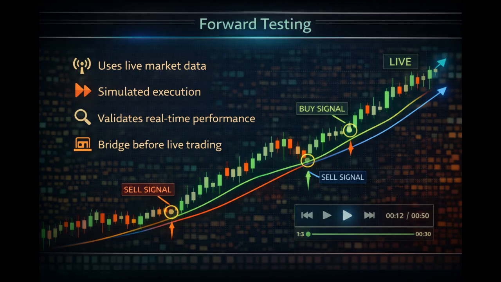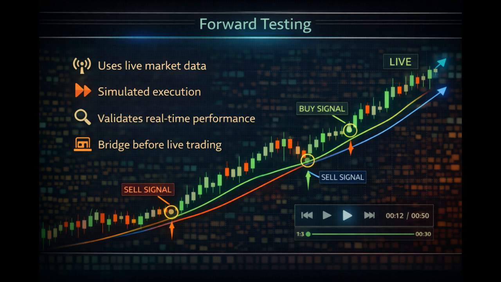How forward testing works. Forward testing involves running a trading strategy on live market data while simulating trade execution using virtual funds. The strategy continuously monitors incoming price data and generates trading signals according to its predefined rules. The typical forward testing workflow includes the following steps.